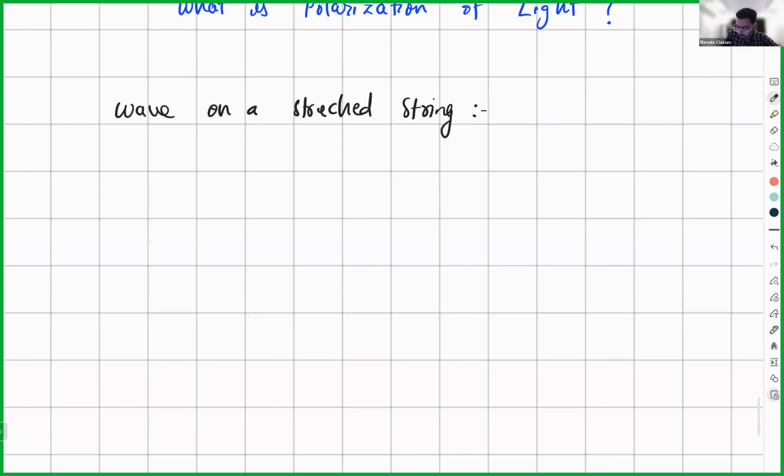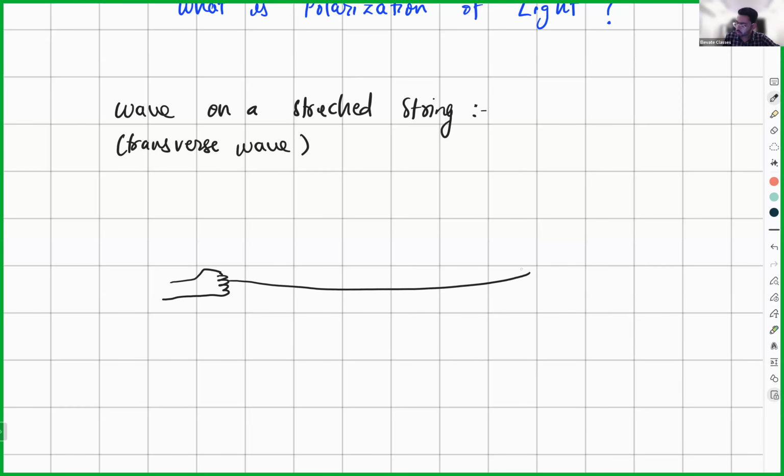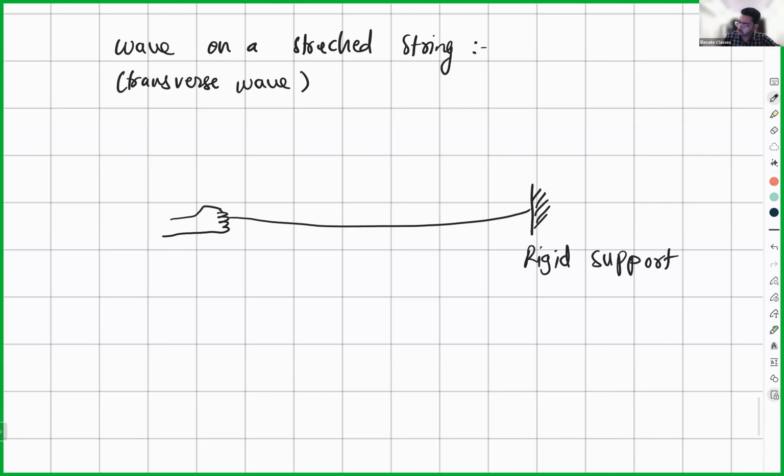So this is a transverse wave, just like light. Let us say I'm holding a string which is attached to a rigid support. This is the rigid support. Now let us say I start oscillating my hand in the vertical direction. Let us say this is Y and this direction is Z.